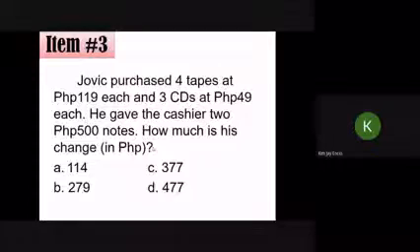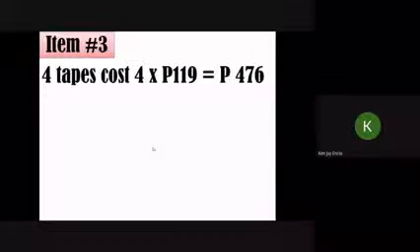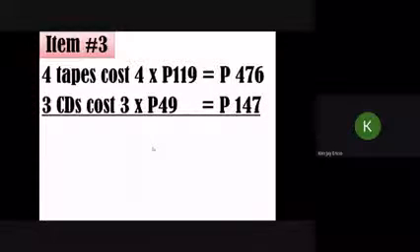First thing, probably the best thing to do here is to determine the total amount of his purchases. So the 4 tapes will cost 4 times 119 pesos, which is 476, right? Also, it is stated in the problem that he bought 3 CDs at 49 each. And so 3 times 49 gives us 147 pesos.